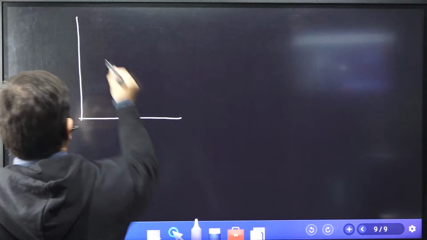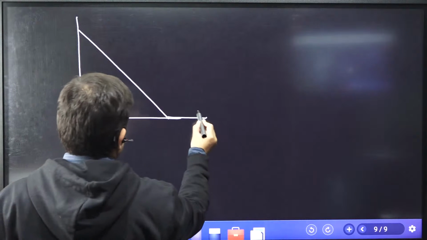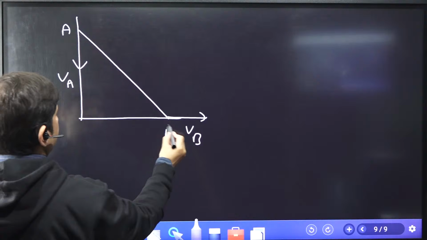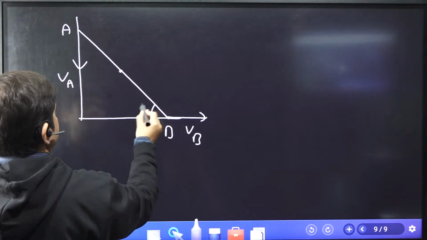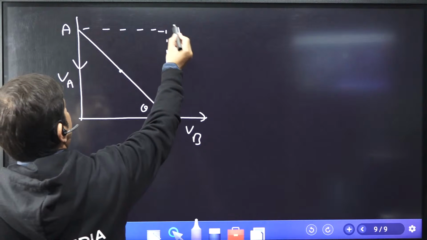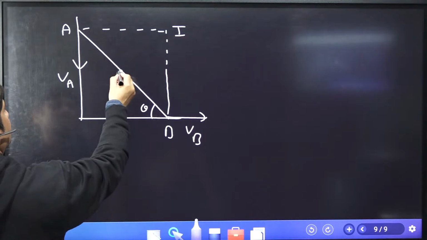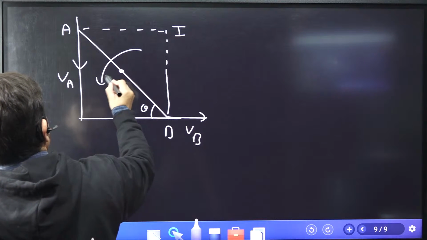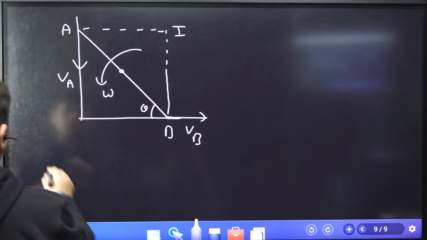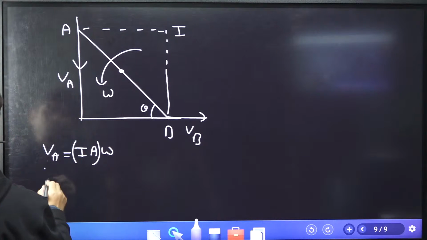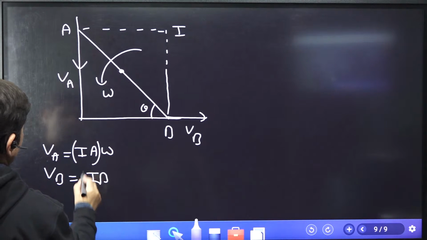The second part is the velocity of the ladder. This is VB, this is VA, this is A, this is B. Now find out the angular velocity of the ladder. For that we need to find the I center. Let omega be the angular velocity. So what is VA? Sir, VA is IA into omega. What is VB? IB into omega.